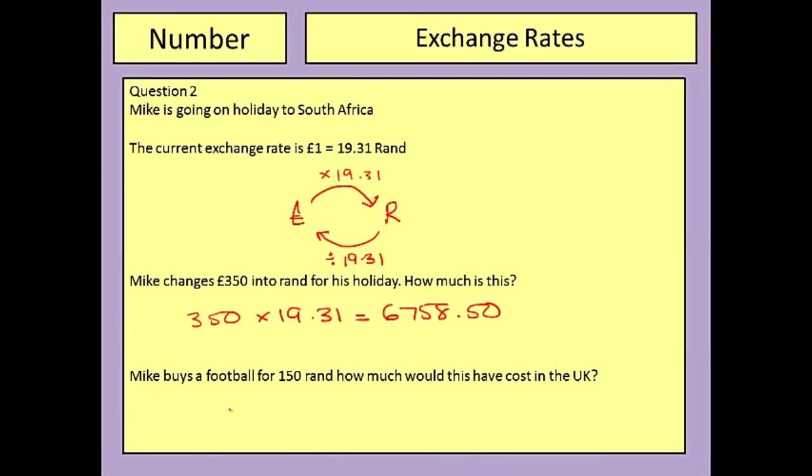Mike buys a football for 150 rand. How much would this have cost in the UK? So I'm going from rand to pounds, so it's 150 divided by 19.31, and that's going to give me £7.77. Again, this figure here has been rounded to 2 decimal places because it's a money problem.